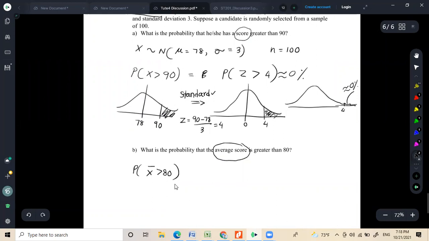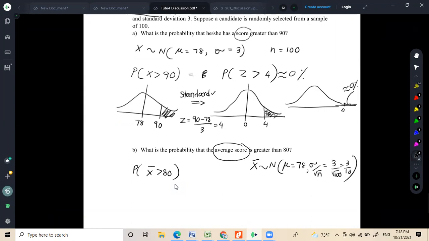If you know X is normal with mean 78 and sigma 3, what is X bar? X bar is normal, with the sampling distribution of the sample mean. The mean is the same as the population mean. And what is the sigma? It should be sigma over square root of n, or sigma square over n. In standard deviation, it is sigma over square root of n. So that will be 3 divided by square root of 100, which is 3 over 10. Now it is not 3, but it is 3 over 10.